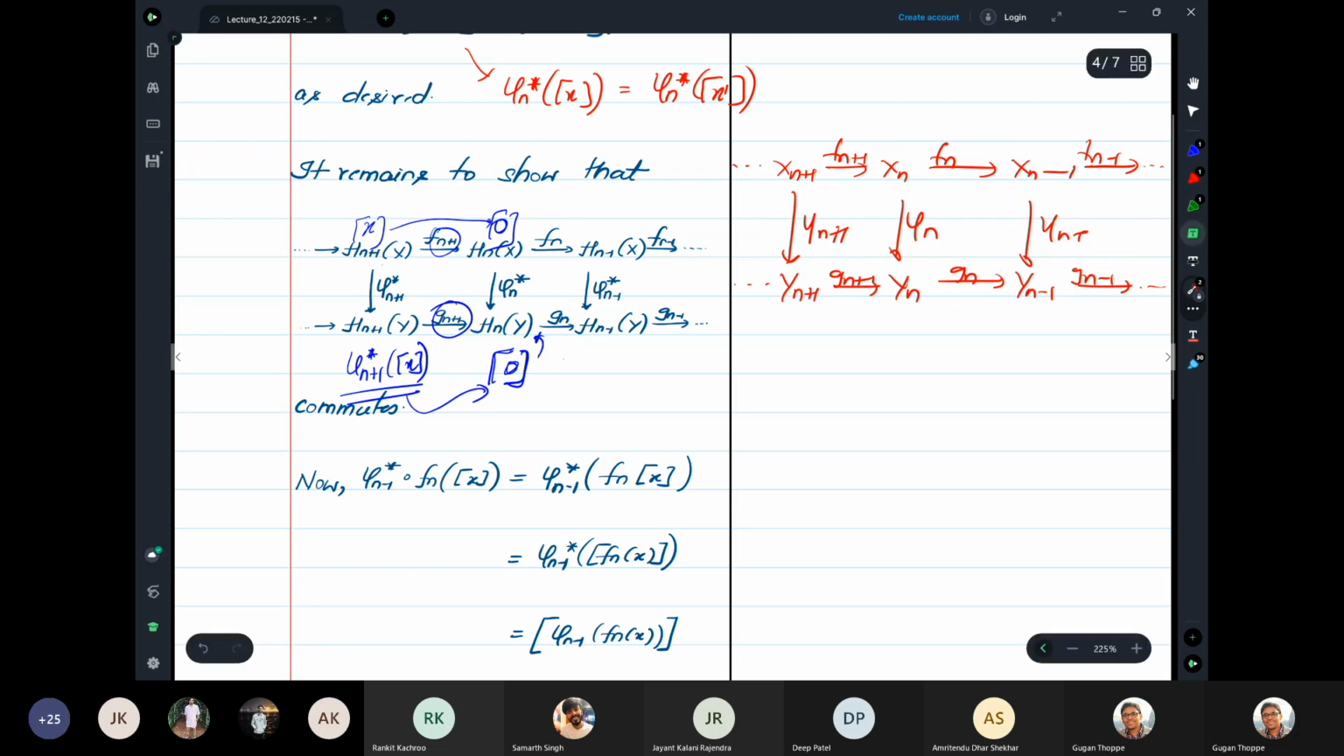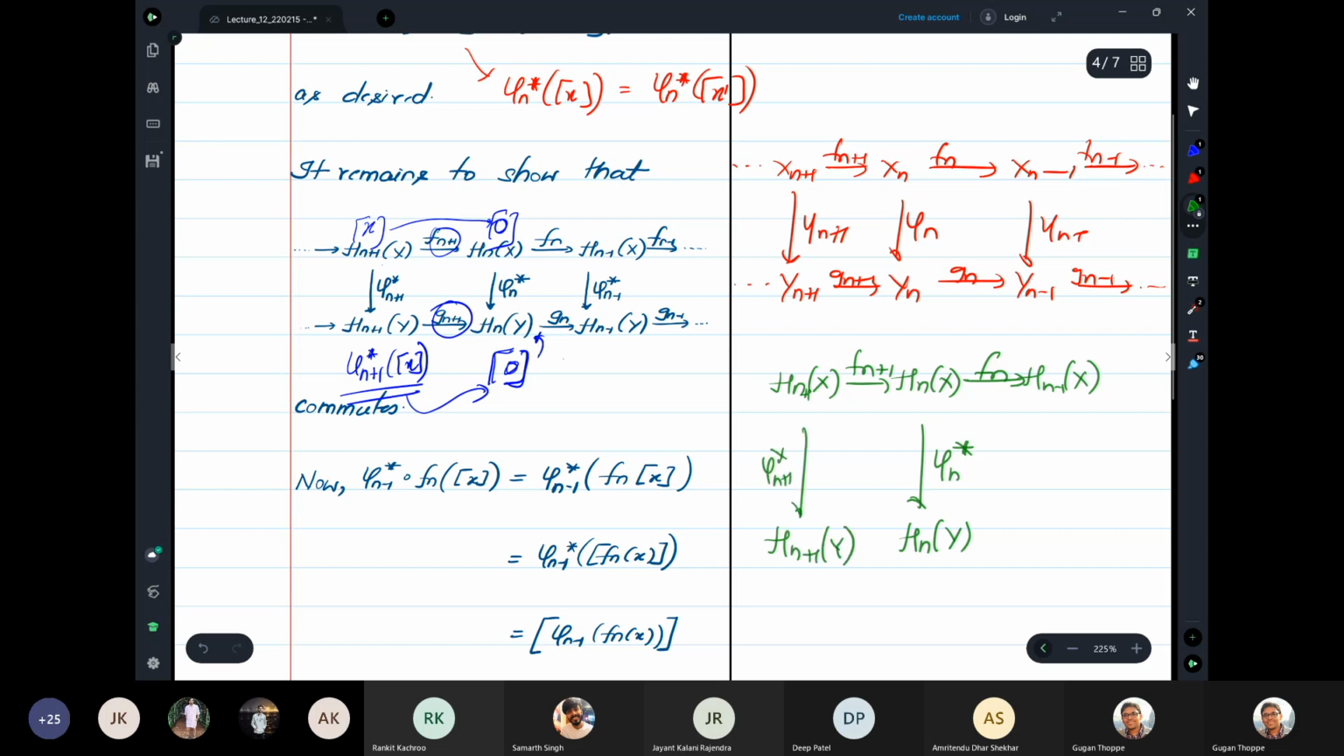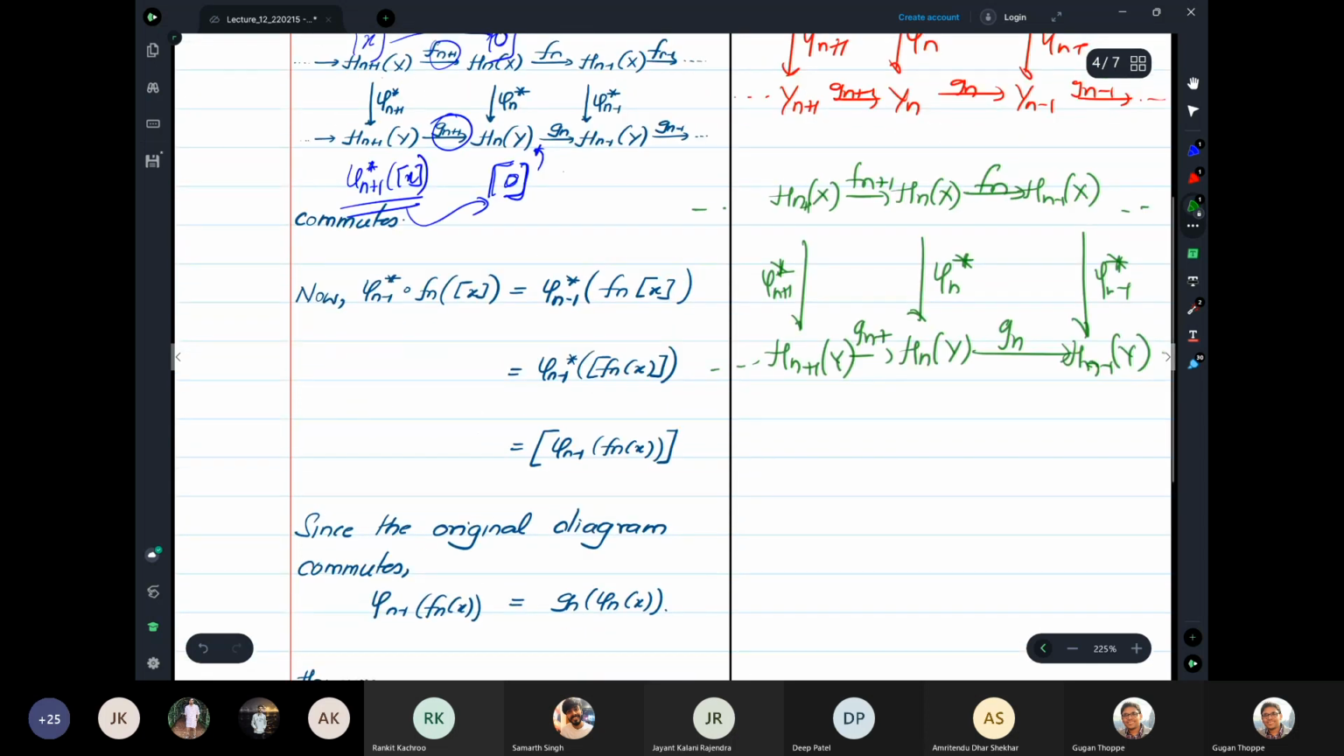If you have these two properties, then there is another diagram that commutes, which is hn plus 1 of x, hn of x, hn minus 1 of x, and between them you have fn plus 1 and fn again. And here you have this phi n star, which goes from hn of x to hn of y. Here you have hn plus 1 of y with phi n plus 1 star, and hn minus 1 of y with phi n minus 1 star, and here you have gn, gn plus 1. This diagram also extends in either direction, and this diagram also commutes. So that is the conclusion. And the more important part is how this phi n star is defined.